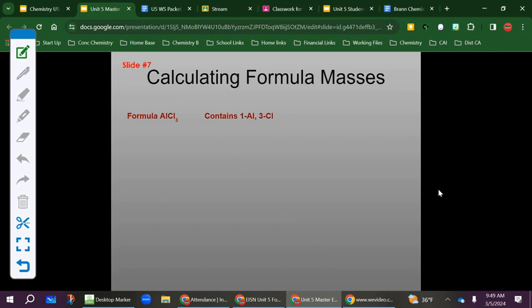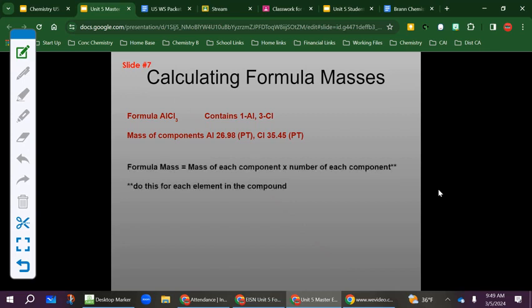Now, where do I find how much mass they have? On the periodic table. Now I figure out what the mass is. Every aluminum has a mass of 26.98, according to the periodic table. Every chlorine, 35.45, according to the periodic table. But I have got 3 chlorines. So what do I need to do to this? I need to multiply it by 3.